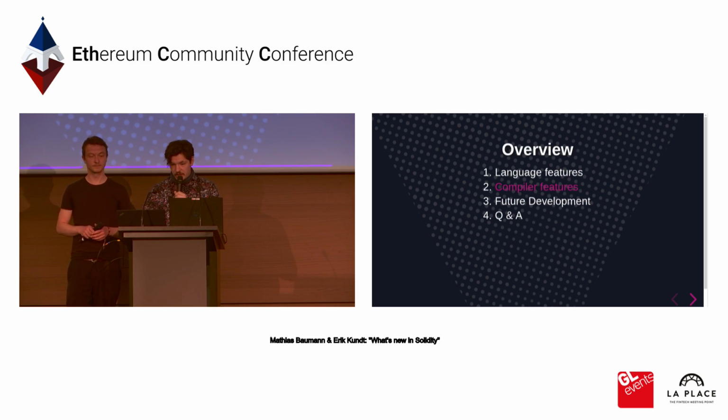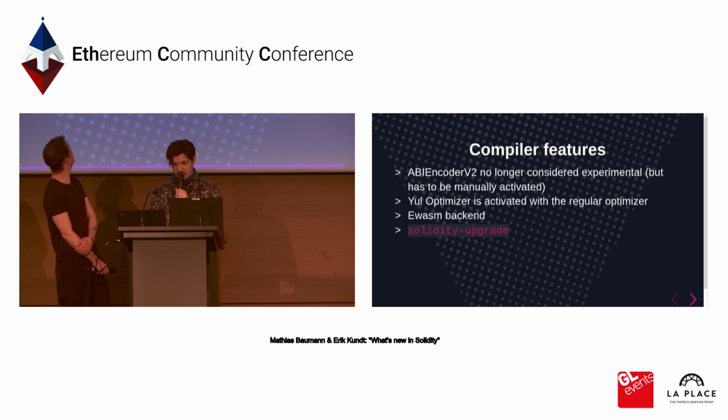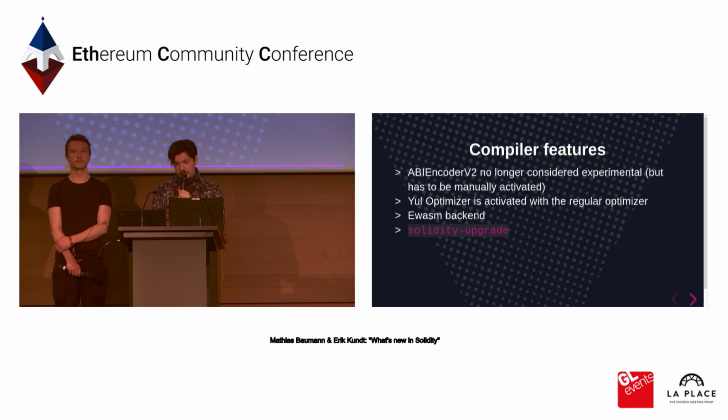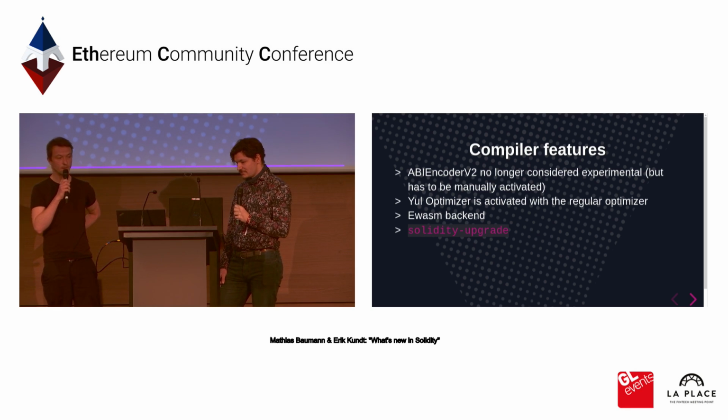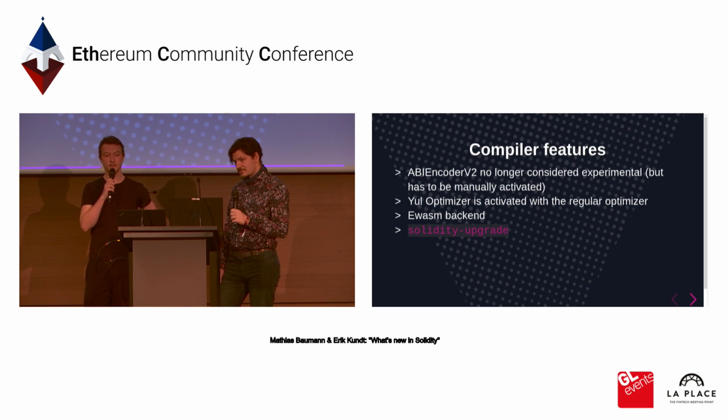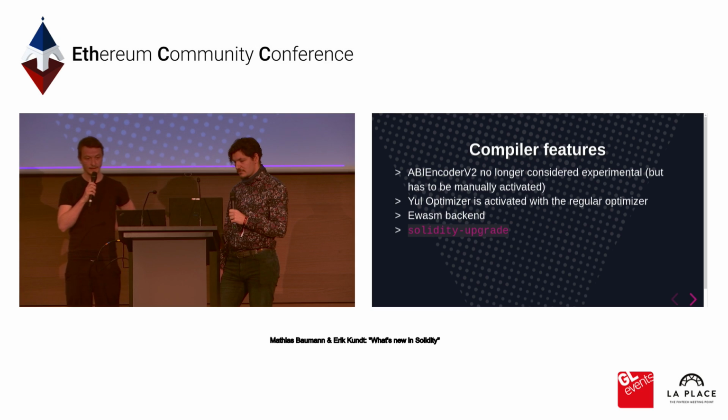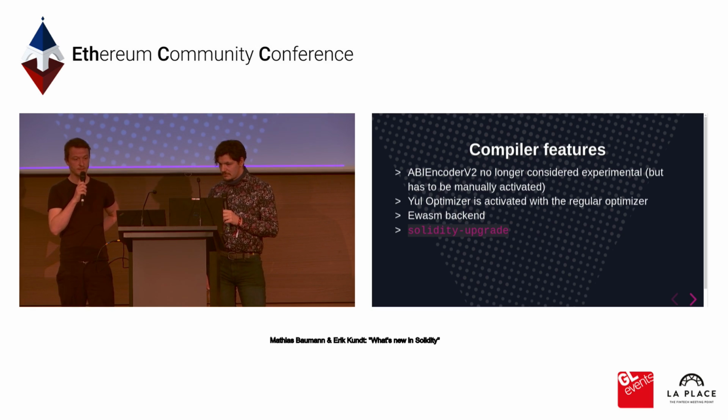Now let's look at a few compiler features that we also added, starting with ABI encoder version 2, which we no longer consider experimental. You still have to activate it manually though, and no longer experimental means in this case there's no warning anymore if you use it, and there is no longer the experimental string in your bytecode. Additionally, the Yul optimizer is now always on when you use the normal flag, because it's also considered non-experimental now. Also worth mentioning is that we put a lot of effort into the EWASM backend. So every Solidity construct that is compilable through Yul is now also compilable to EWASM, which is Ethereum flavored WebAssembly, a subset of it.